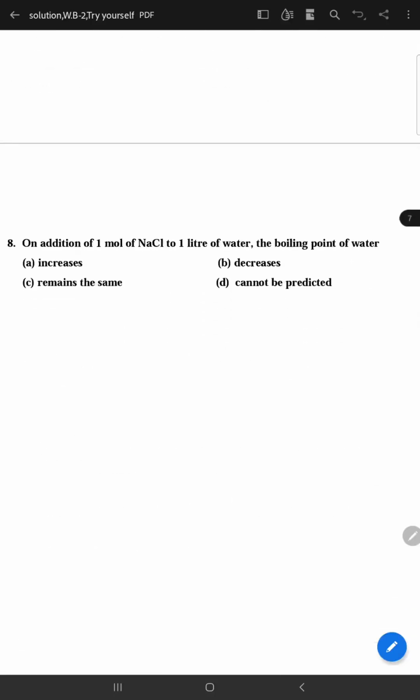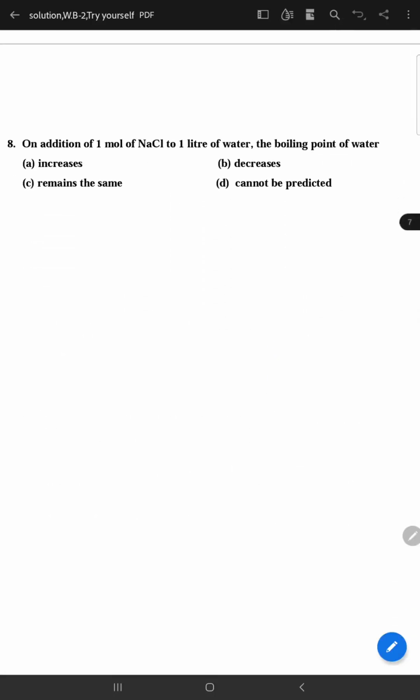Now we will move on to question number 8. You read that on addition of 1 mole of NaCl to 1 liter of water, the boiling point of water changes. Remember NaCl is a non-volatile substance. When a non-volatile substance is dissolved in water, the boiling point of water definitely increases. So the boiling point gets elevated. So option A is correct. Eighth one, option A.